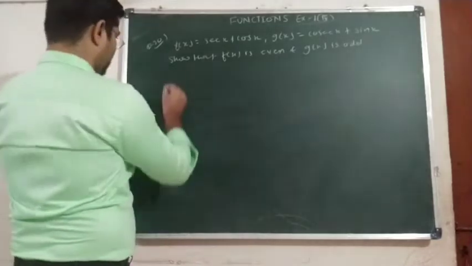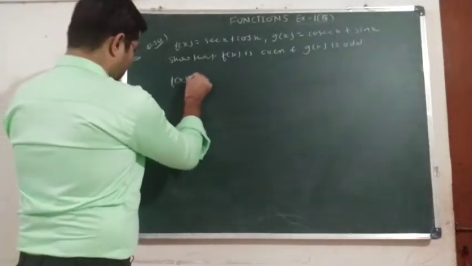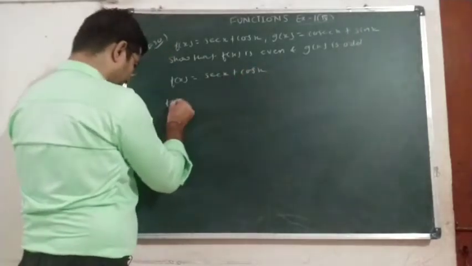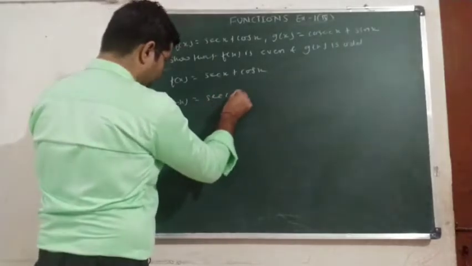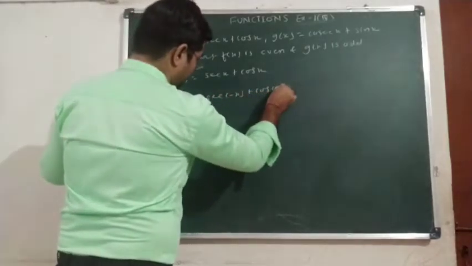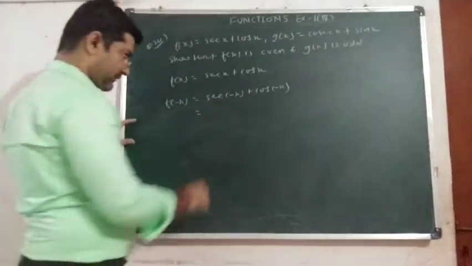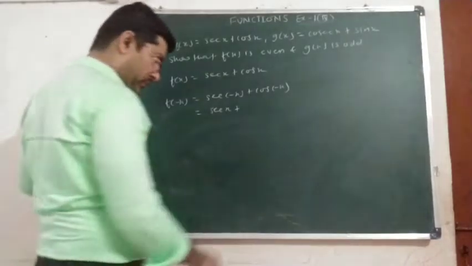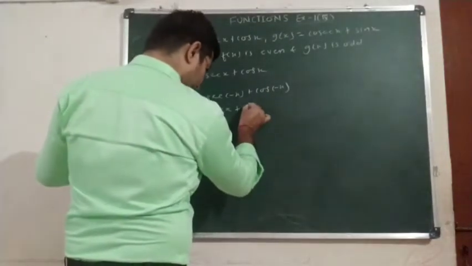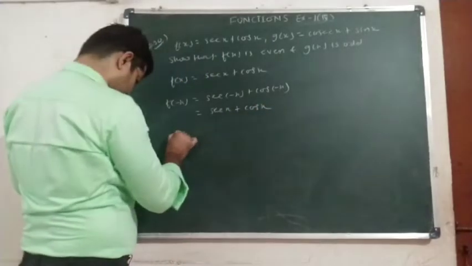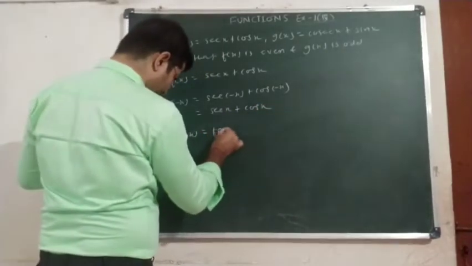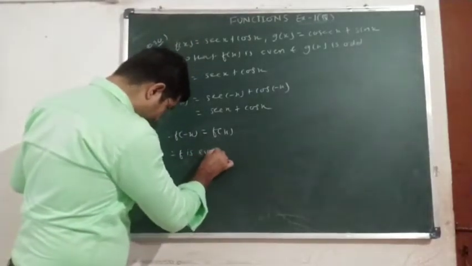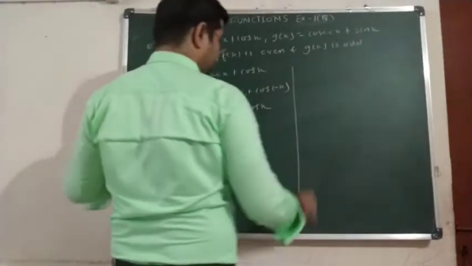First let us take function f of x. Okay, f of x is sec x plus cos x. Now let us find out f of minus x is equal to sec of minus x plus cos of minus x. Now sec of minus x will be equal to sec x. In the fourth quadrant both sec and cos are positive. Similarly cos of minus x is also cos x, and therefore f of minus x is equal to f of x, and therefore f is even.